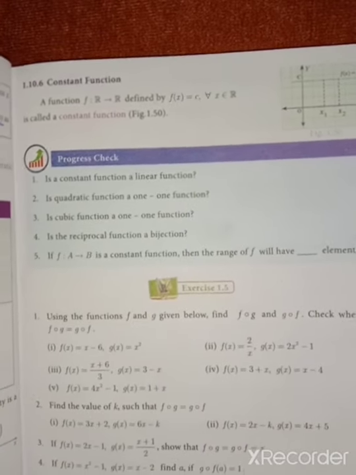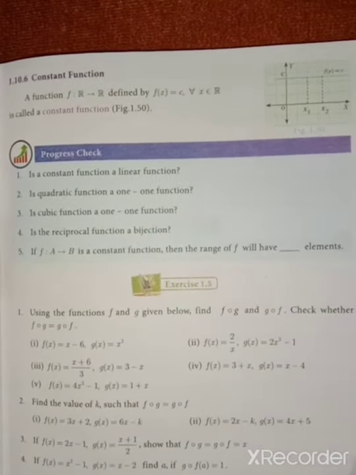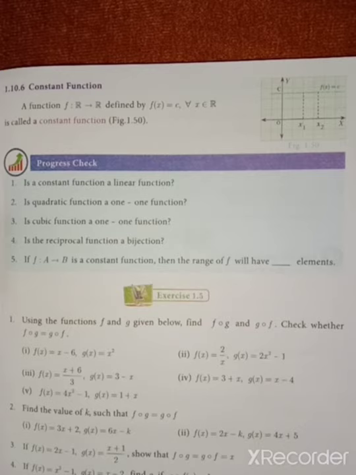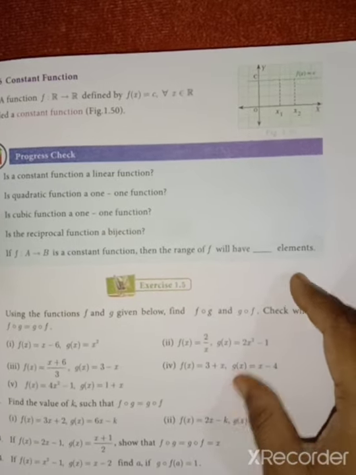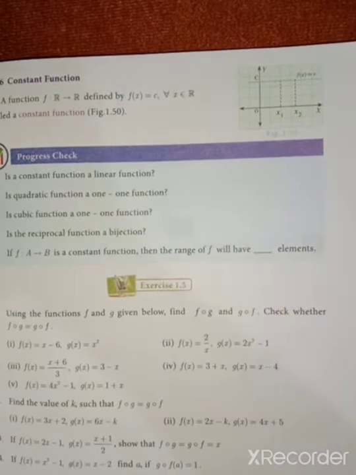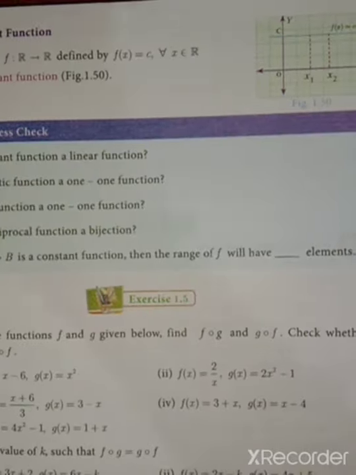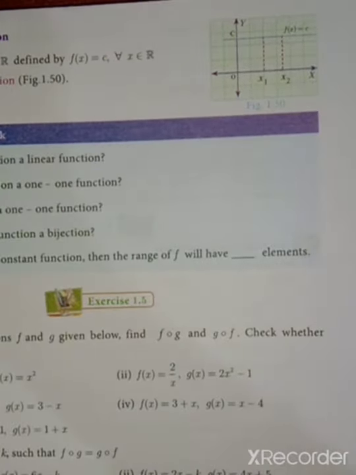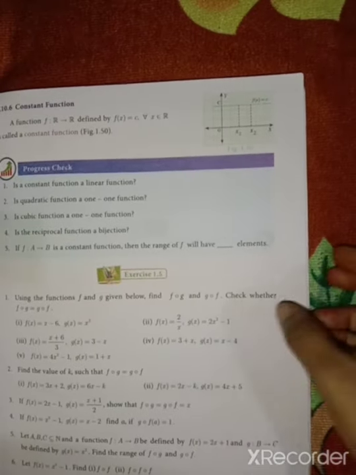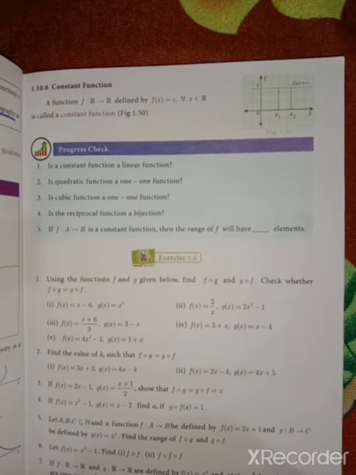Suppose you have a constant function. What do we say for constant? Just numbers only. f of x equal to 0, f of x equal to 4, f of x equal to 5. Like that, if it is given, we get the graph like that. Same value. So f of x is equal to c, like that it is given. The constant function definition is: a function f from R to R defined by f of x equal to c for all x belongs to R is called a constant function.